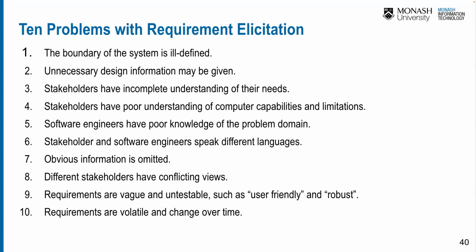First, normally the boundary of the system is ill-defined. This is an example. Say I want to develop a fitness app tracker. The client wants A, B, C, D, E, F, G, and so on, but we want to deliver within the next 6 months. Do you think that we can complete everything? Probably not. So you need to define the scope, define the boundary.